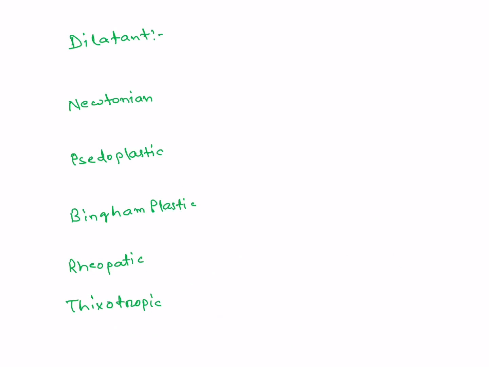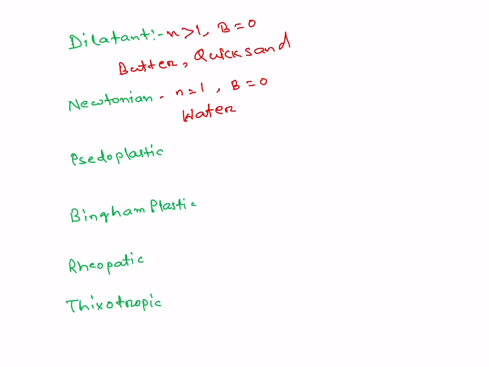Examples are very important. For dilatant, already told, n is greater than 1, B equal to 0. Examples are water and quicksand. Then Newtonian fluid, n equal to 1, B equal to 0. Example is water. The pseudoplastic, n is less than 1, B equal to 0.